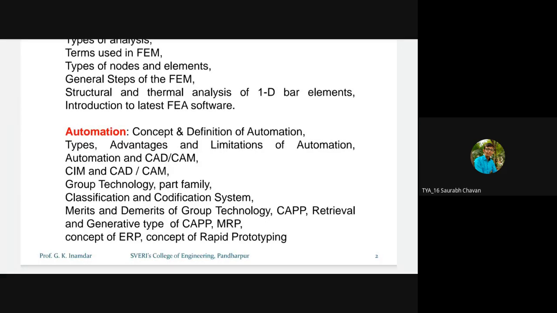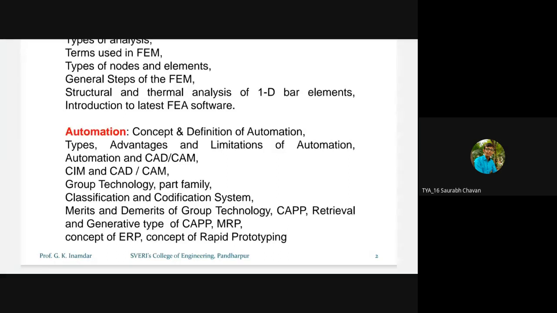Automation and CAD/CAM/CAE. What is the relation between CAD/CAM/CAE and automation? Computer integrated manufacturing, CIM, and CAD/CAM. What is the relation between computer integrated manufacturing and CAD/CAM/CAE? Group technology, part family, classification and codification. What is a part family? I will also give basic information on part family and group technology. Now, what is group technology?